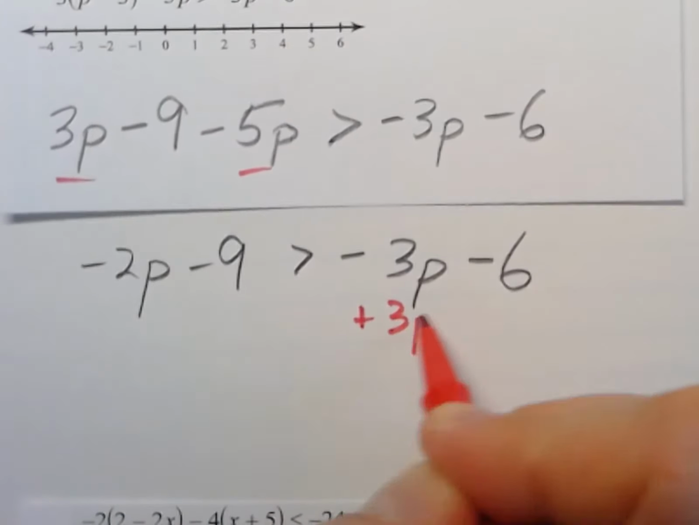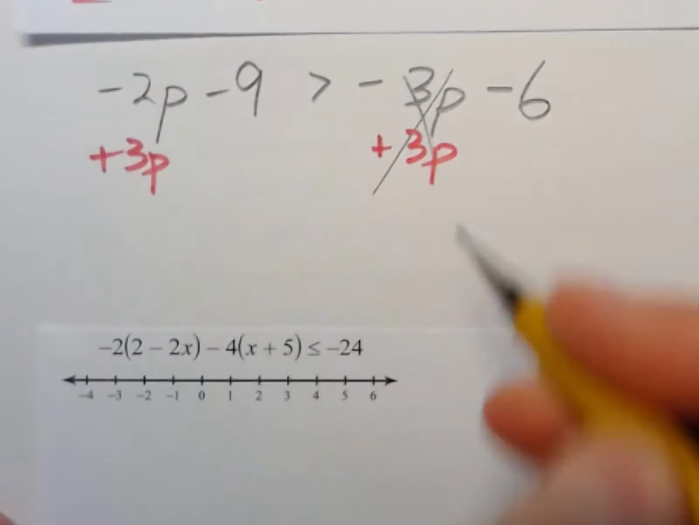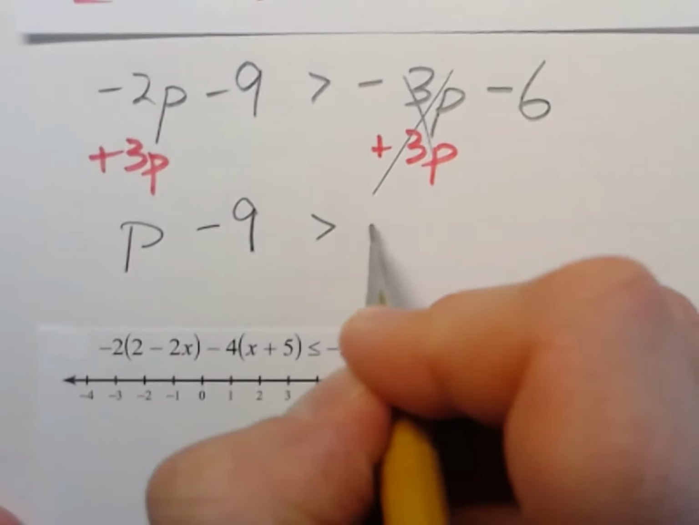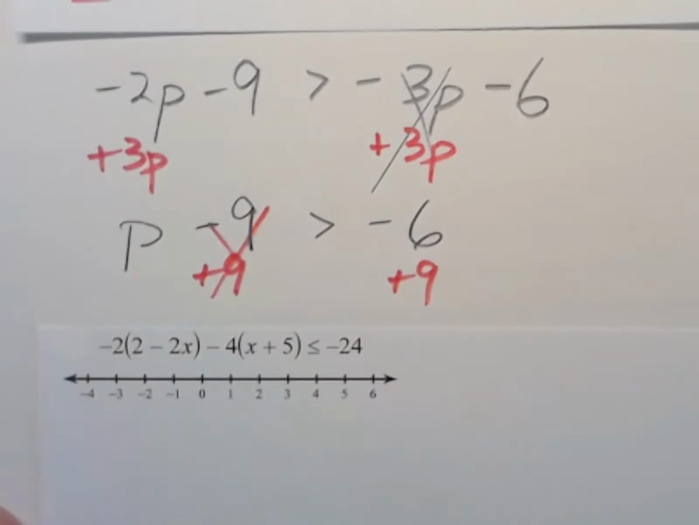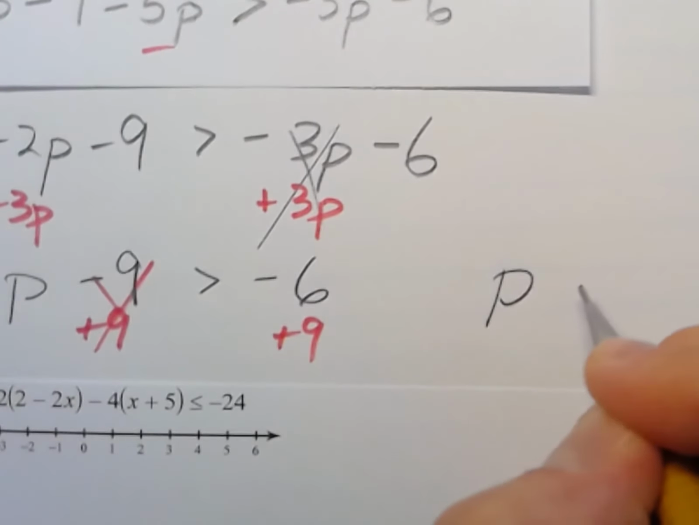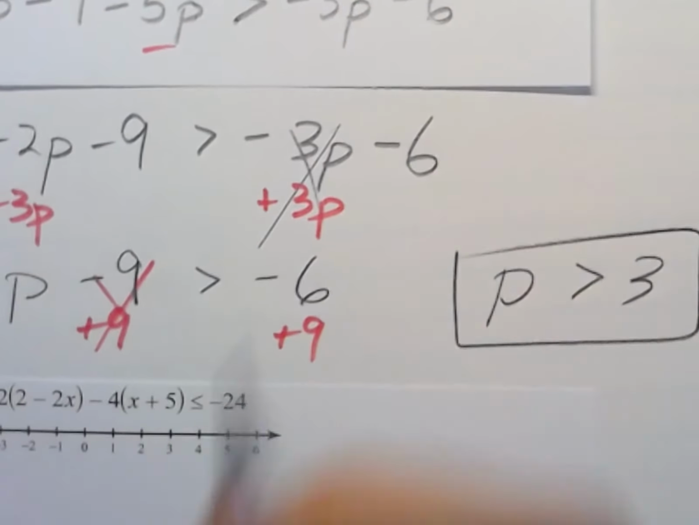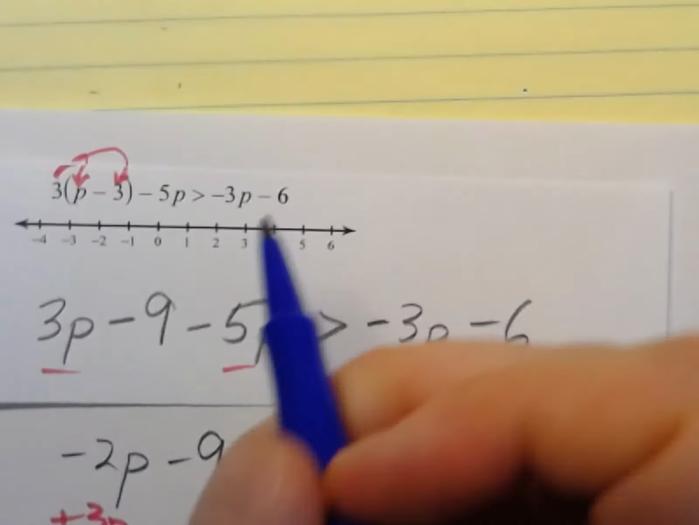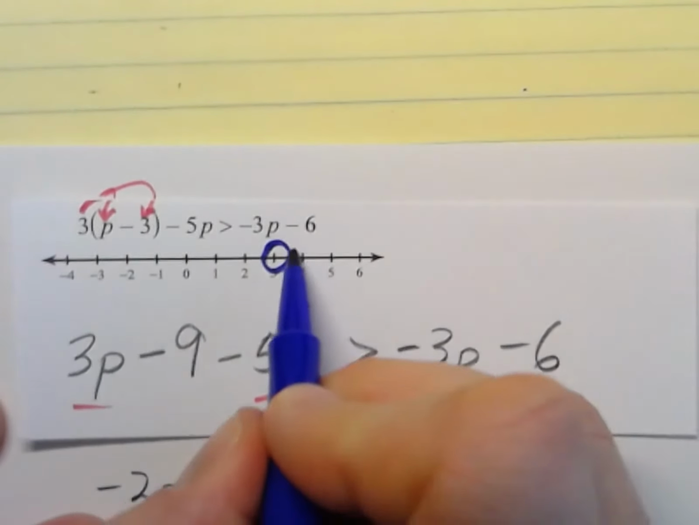Now I can add 3p, right? So that those go away. Negative 2p plus 3p gives me a p, minus 9, not changing that, and minus 6. But now I need to add 9. So p, I'm still not changing this, and the negative 6 plus 9 is a 3. So p is greater than, not equal to, p is just greater than 3. So we find 3, we find 3, it's an open circle, and it's greater than.